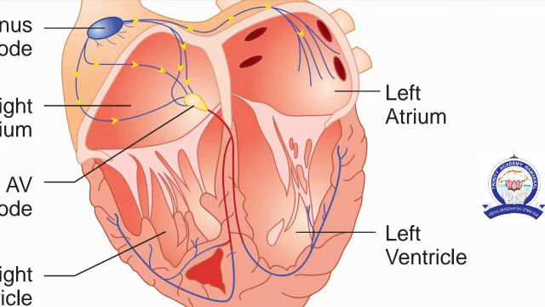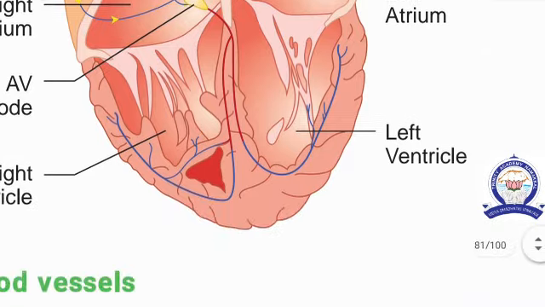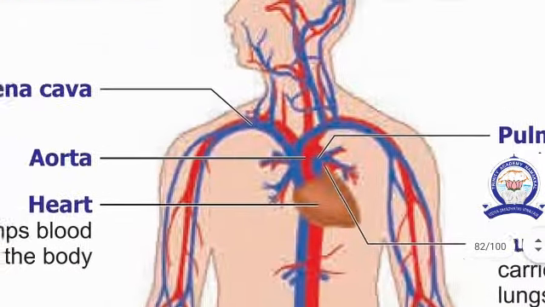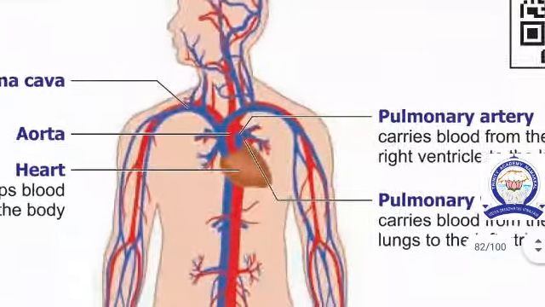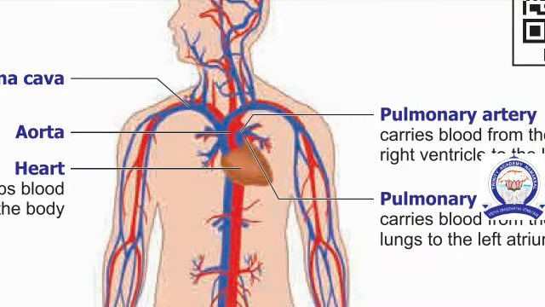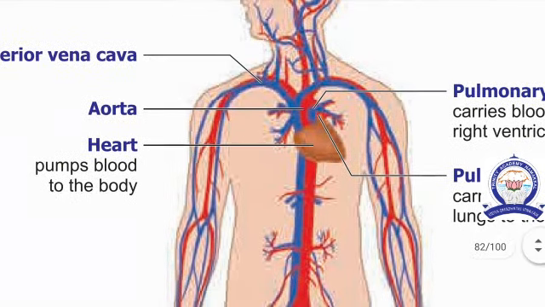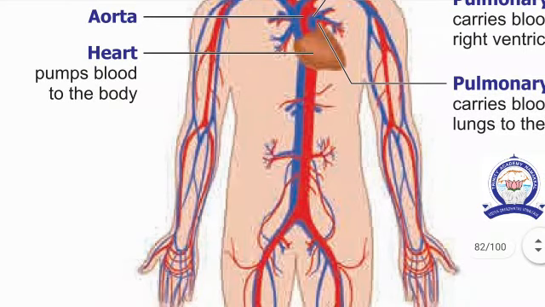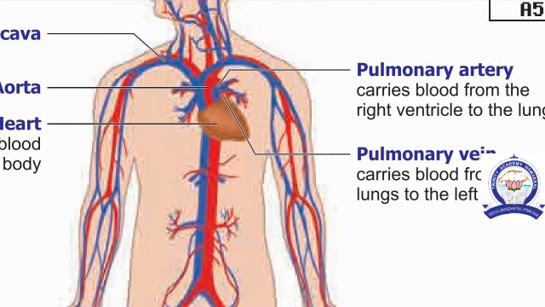It has many blood vessels connected to the heart: the pulmonary artery and pulmonary vein. The pulmonary artery and pulmonary vein are connected to the two lungs. The aorta passes out to all parts of the body. Then the superior vena cava and inferior vena cava collect all the deoxygenated blood to the heart.